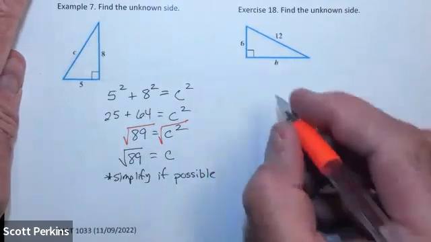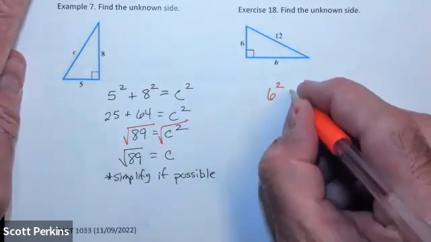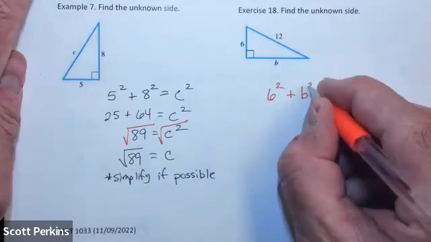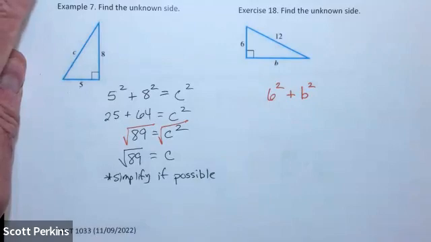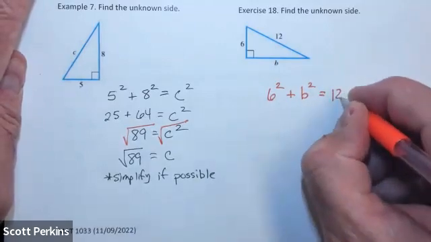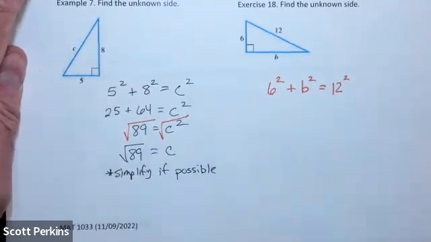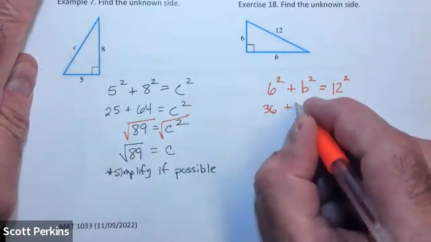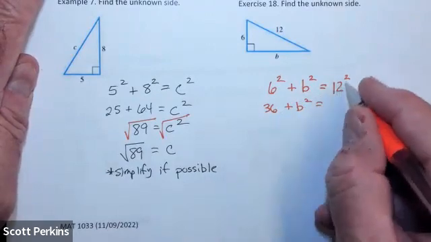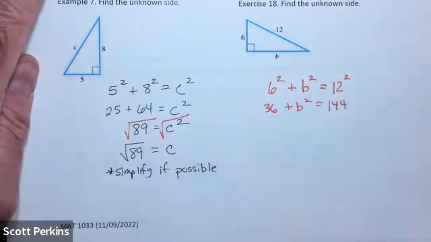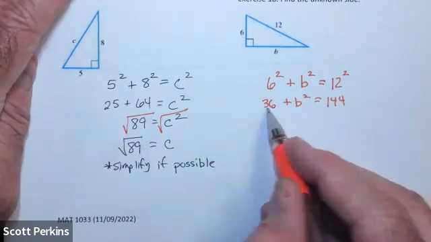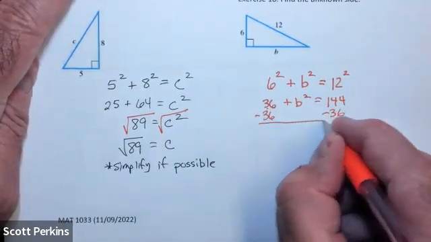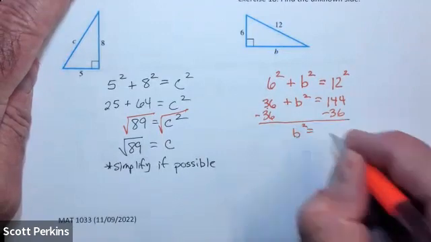The first leg is 6, so 6 squared, plus the second leg is b, so that is b squared. My b's and my 6's look similar, sorry about that. And then on the other side, the hypotenuse is 12, so that's 12 squared. 6 squared is 36. 12 squared is 144. Your calculator can tell you that pretty well. I'm going to subtract the 36 from both sides to solve this. And so we get that b squared is equal to 108.